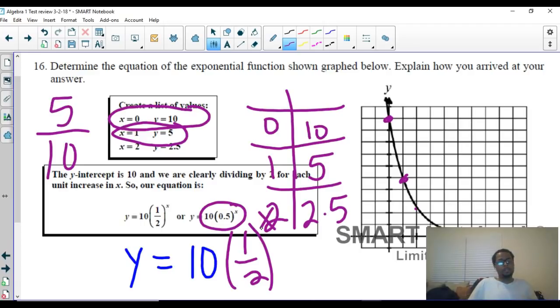Look for the y-intercept. After you look for the y-intercept, look at some points. So 0, 10, 1, 5, 2, 2.5, excuse me. You have your growth factor, in this case your decay factor, because it is going down. Okay.